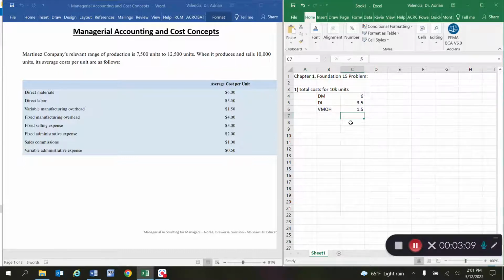And then the fixed manufacturing overhead is going to be on a total basis. So it might be better to just do that one separately here. So let me instead do that one on a total basis here. Fixed manufacturing overhead, they told us, was $4 per unit, and since we're making 10,000 units, that's going to equal $40,000.